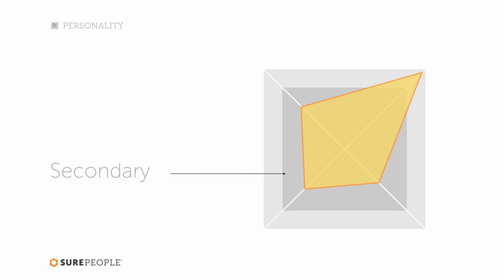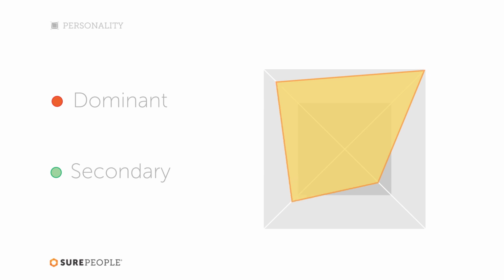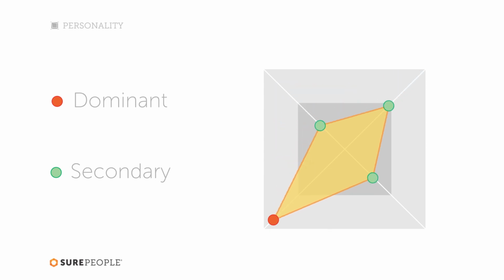So, for example, here we have a dominant trait on the top right corner and another dominant trait on the top left corner. At the same time, we have two secondary traits, one on the lower left and one on the lower right. Given these data points, the shape of the trapezoid looks like this. Here we have a dominant trait on the lower left-hand side of the graph, and the rest of the points are secondary. Given these points, the shape of the trapezoid looks like this. Let's talk about what the data means.